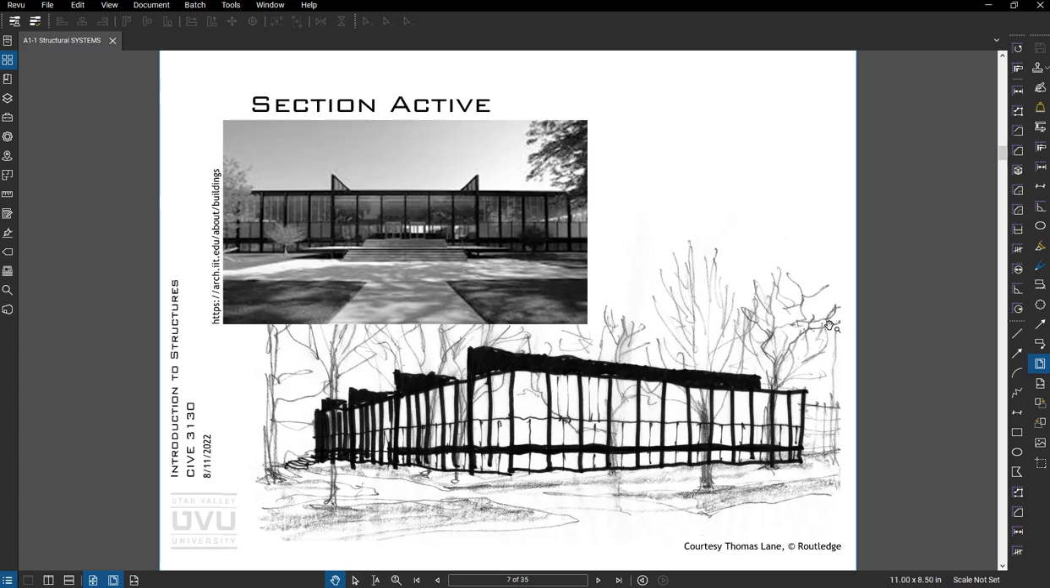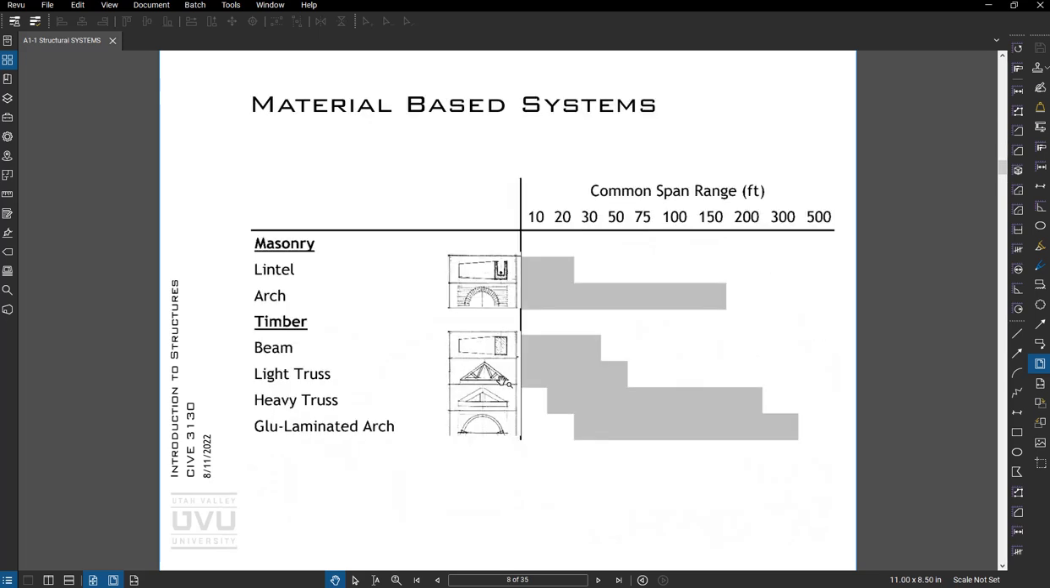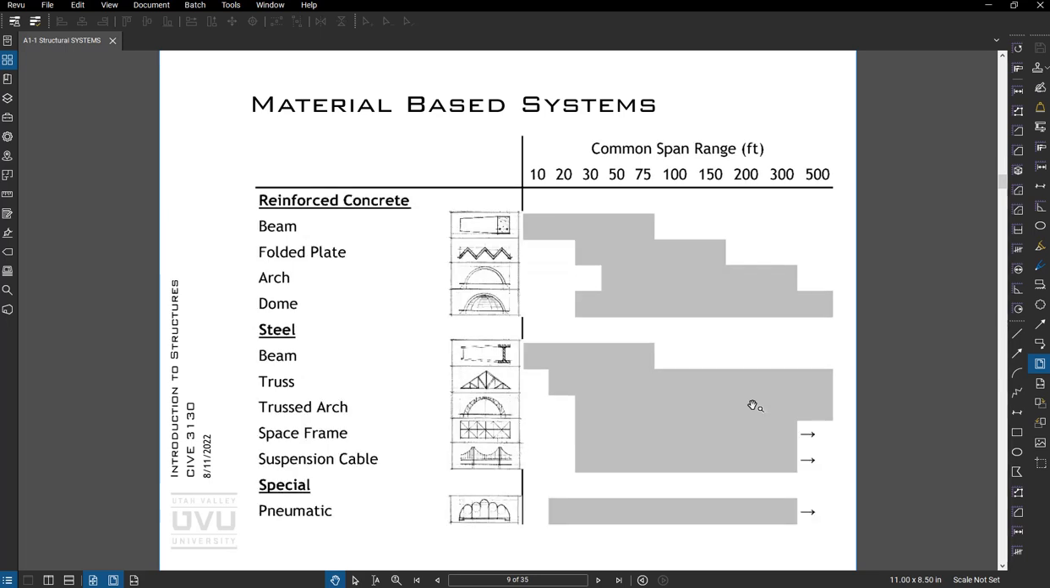So looking at material-based systems, this table will give you different types of systems. So here we have a lintel and then a common span range in feet. So lintels, this was like a beam in a masonry wall. 20, 25 feet, they kind of tap out. Timber you can see for trusses and beams, light trusses at least, we can go about 70 feet. Heavy trusses up to 200 or so. And these aren't hard and fast rules. These are just common ranges that these types of members will span.